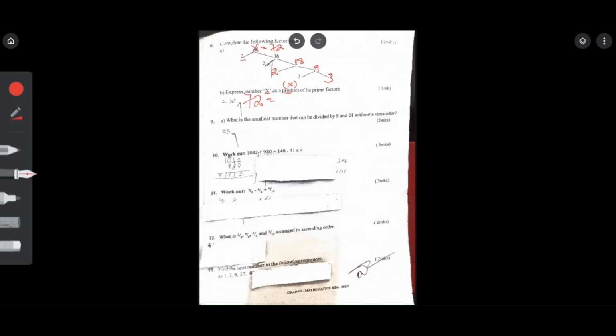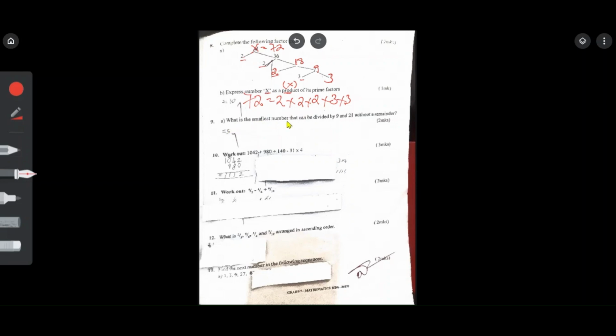So I'll come and pick this, multiply by that, multiply by that, multiply by that, multiply by that. So I'll say it is 2 multiplied by 2, multiplied by 2, multiplied by 3, multiplied by 3. And you get your 1 mark. So I've expressed it as a product. Product is multiplication of its prime numbers.